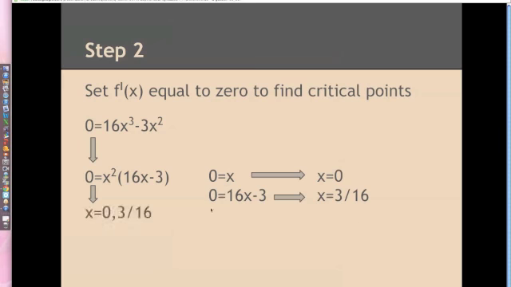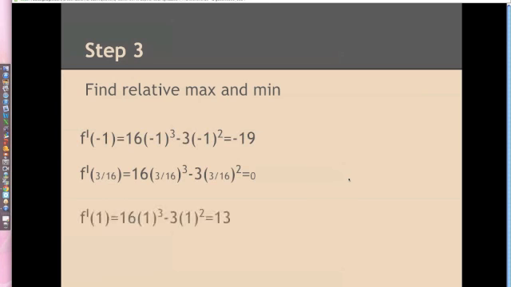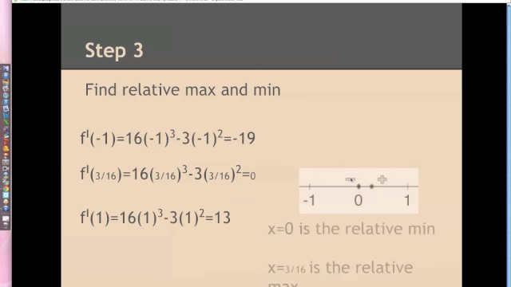So there we go. Now we're on our third step, which is to find our relative maximums and minimums. To do so, remember we want to test points to the left, in between, and right of our 2 points. In doing so, we get a negative, a 0, which I did not put anything there, but that's supposed to represent a 0, and a positive. But you can think of that 0 as almost like a positive, because from negative 19 to 0 is going upwards. So with that in mind, we can see that 0 is going to be our relative minimum.